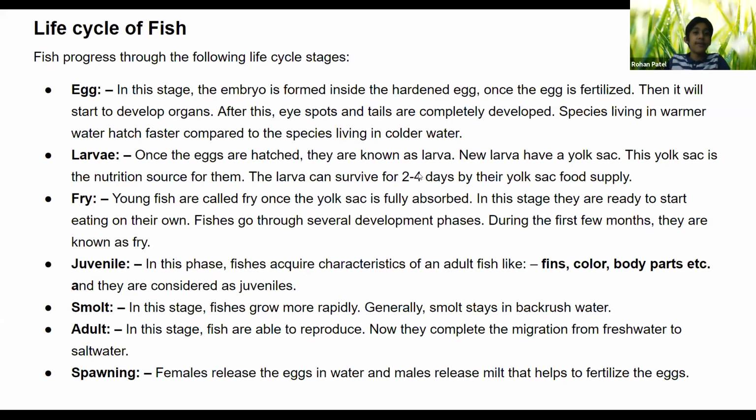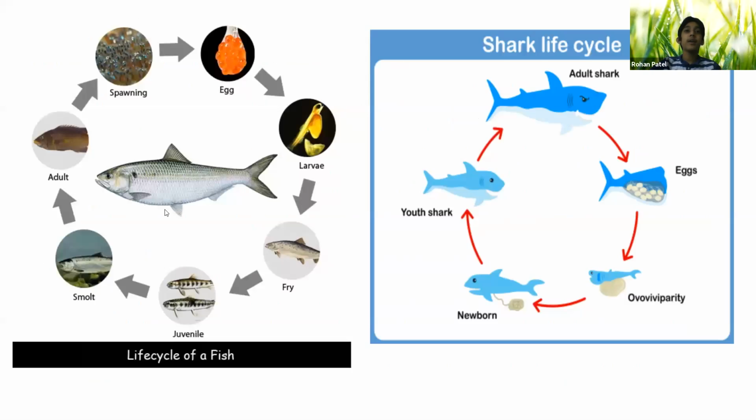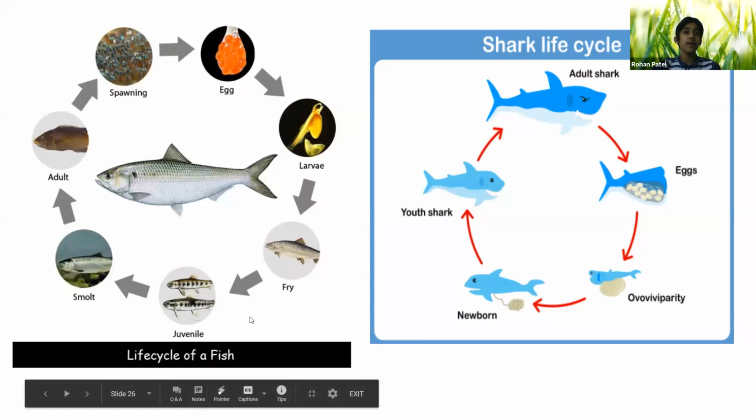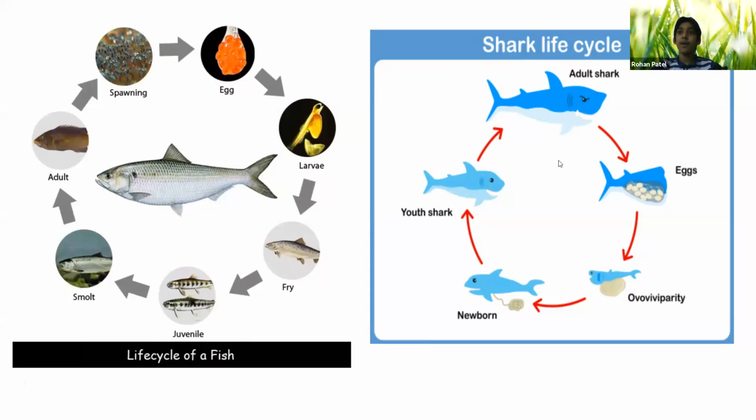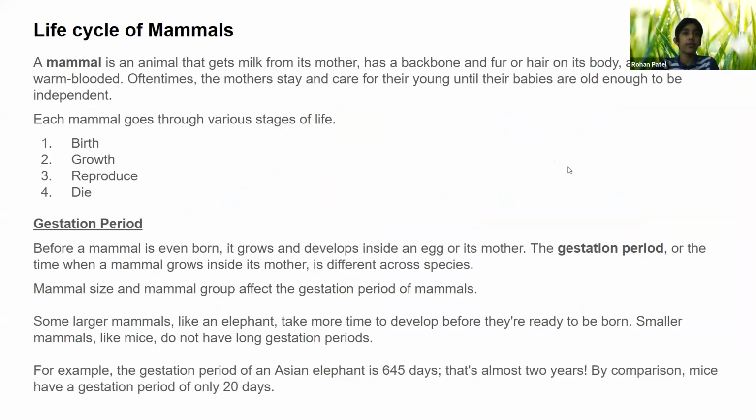The females will release their eggs in water, and males will release milt that helps to fertilize the eggs. So for example, in our fish, we have our egg to our spawning, which gives our eggs, and then our larvae to a fry and becomes a juvenile, becomes the smolt, and then an adult. For sharks, we have an adult shark which lays eggs. The eggs are oviparity and then gives newborn, the young shark, and then becomes an adult over again.